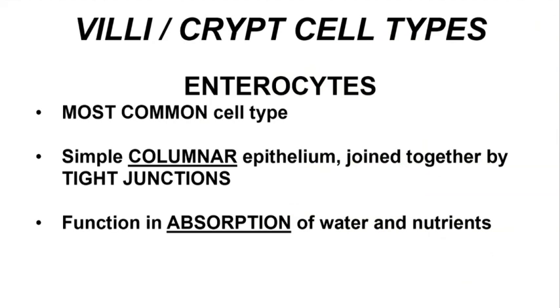What cells are found in the mucosa of the small intestine? The most common cell type is the enterocyte. The enterocyte is a simple columnar epithelium which functions in absorption of both water and nutrients. Nearby enterocytes are joined to one another by tight junctions so that the enzymes in the digestive juices don't seep down into the deeper tissue layers and cause damage. In particular, protein digesting enzymes that are secreted by the pancreas and the small intestine are capable of digesting the muscle and connective tissue that's found in the walls of the small intestine.